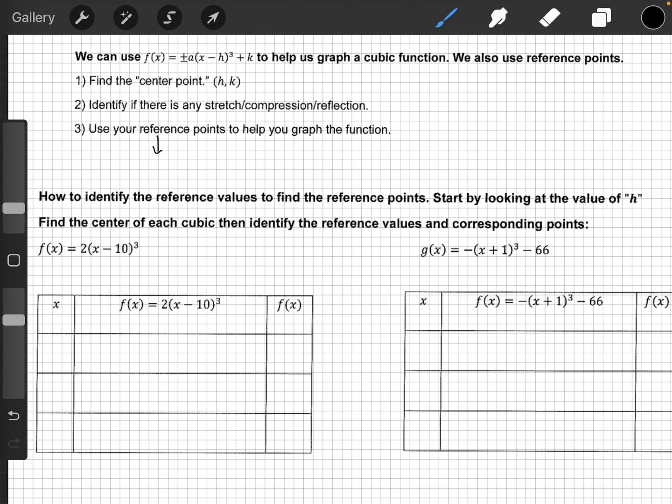So the reference points, I do 1 unit to the left and 1 unit to the right from the center. So if the center is at 1, 1 unit to the left is 0, and 1 unit to the right is 2.